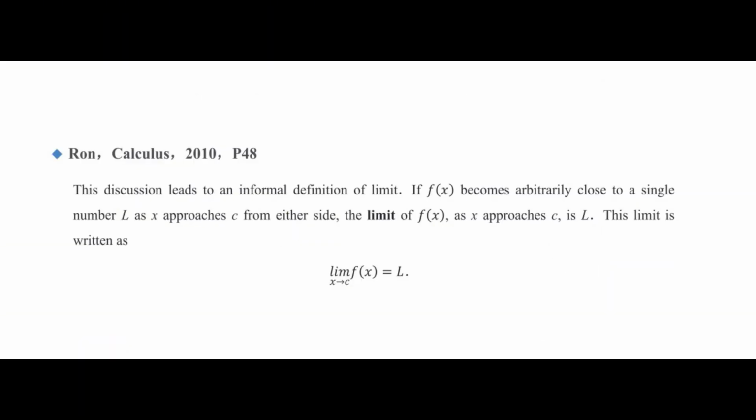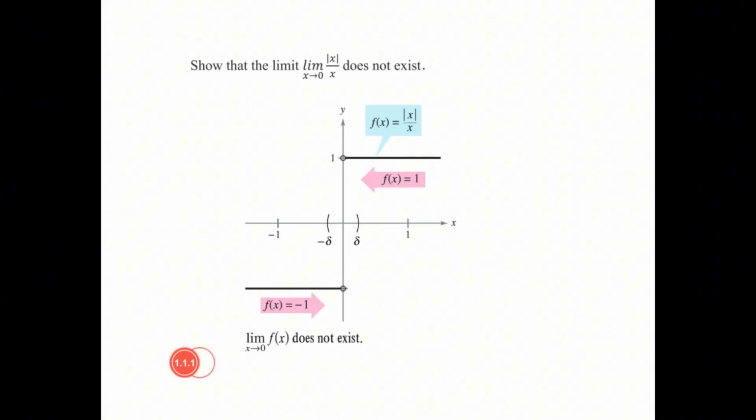Now we can write the general idea of a limit. If f(x) gets closer and closer to one number L as x approaches a number C, then we say the limit is L. We can write it like this. The limit of f(x) as x approaches C is L. The important idea is that x can approach C from both sides, and the function values should approach the same number.